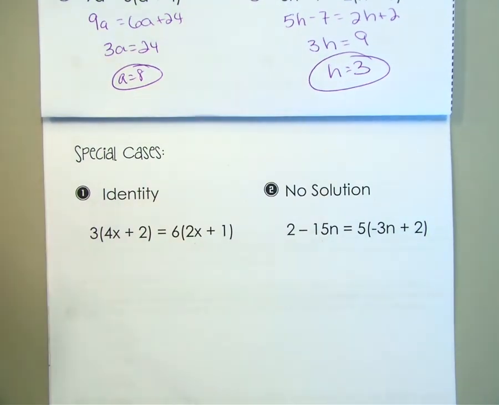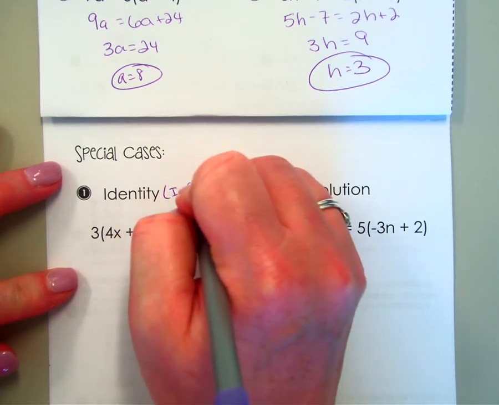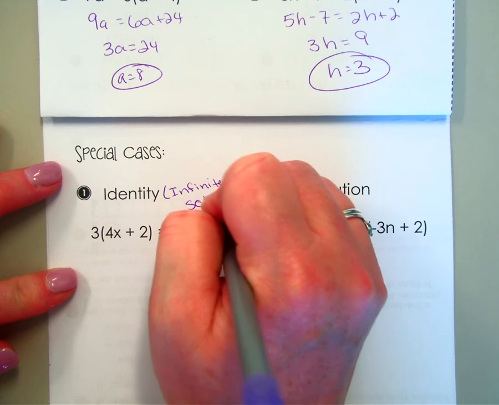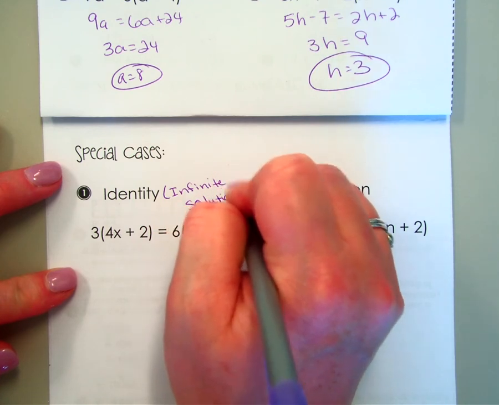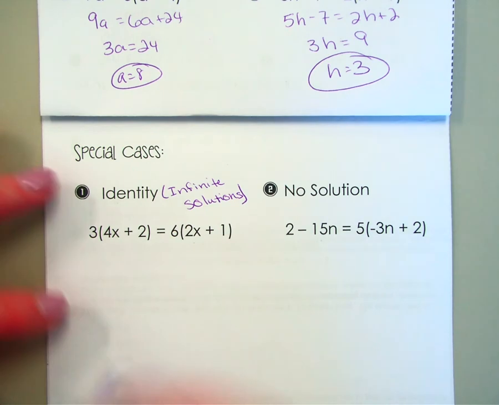We do have some special cases. We have cases that come up as identity, which means that there's an infinite amount of solutions. Or no solution, which is pretty self-explanatory. There's no solution to that one.